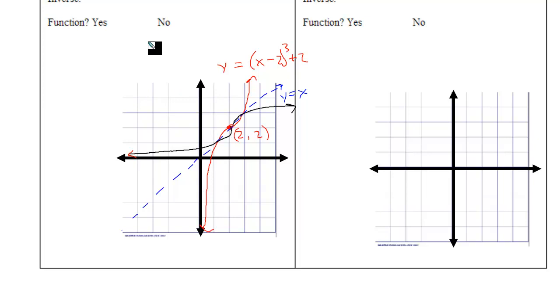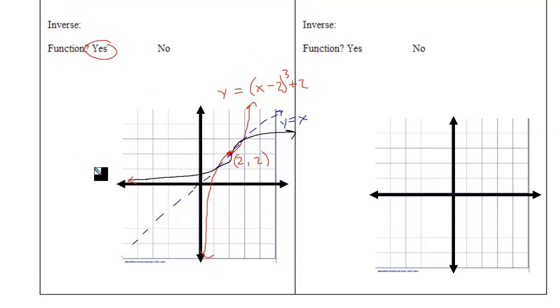So the only thing left to do is find the inverse. Is the inverse a function? Is this black curve a function? It certainly is. Need to find these x and y-intercepts, and then I'll find the inverse, the actual function.